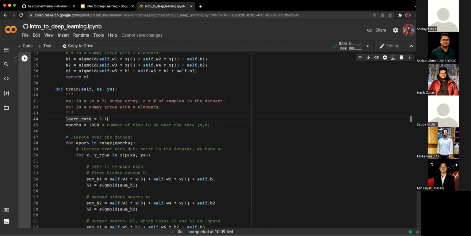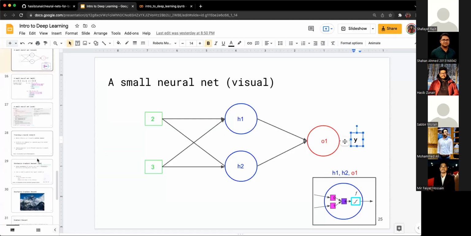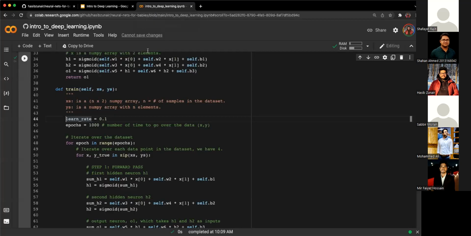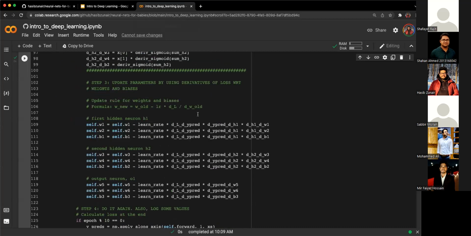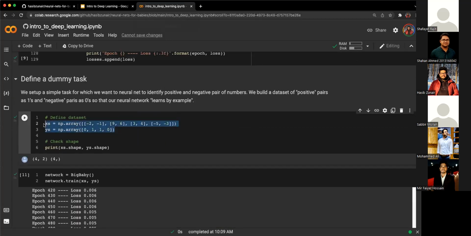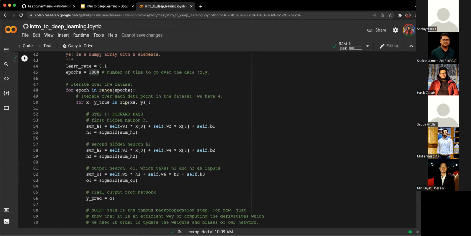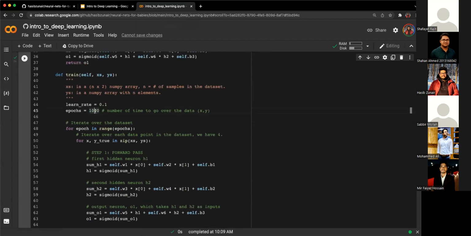So over here, we define the learning rate, which is the step size that your network is going to take when it makes a prediction. And then we have the number of epochs. Epochs here means how many times you are going to iterate over this data set. You can call it the number of iterations also, that's the same thing. So it's going to go over this data set 1,000 times. If you want to make it go 10 times, you just change it to 10.